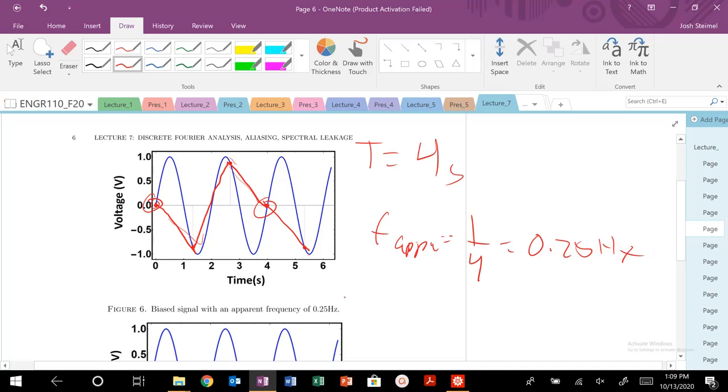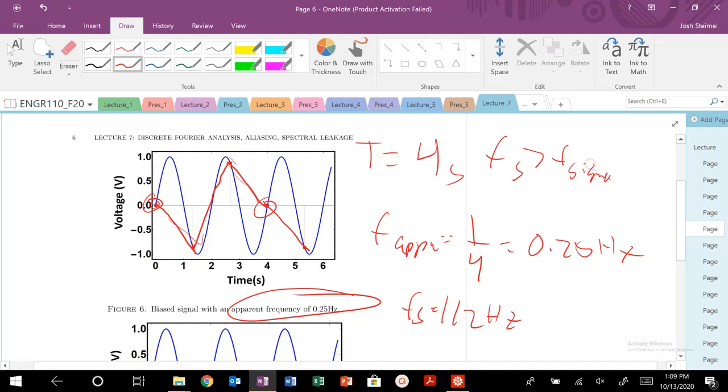That is not right. I have aliased my signal once again. The frequency of my signal is equal to 1/2 hertz. So again, I've aliased, so my previous condition, that my sampling f_s has to be greater than f signal max, doesn't work either.